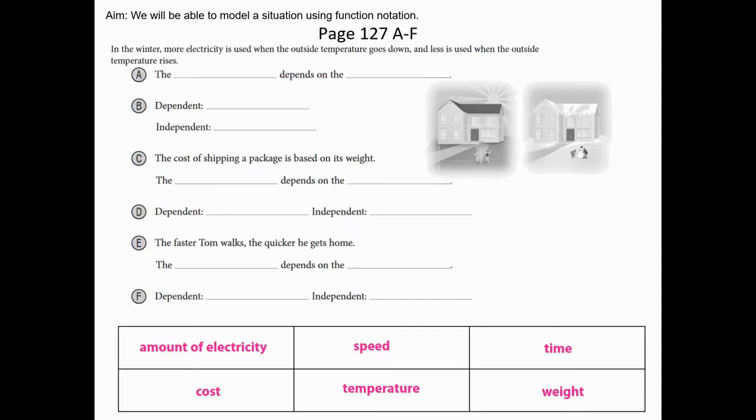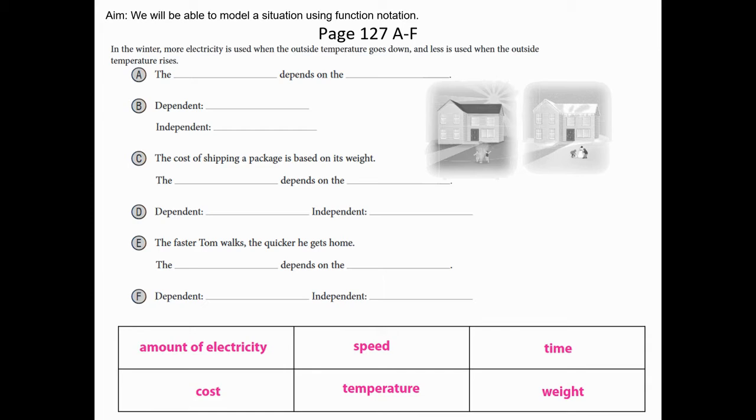We have independent input. When we dealt with input and output, domain and range before, we were always talking about independent and dependent. It's just new words that mean the same thing. But in the case of dealing with more situations, independent and dependent are more appropriate. So if you could go to page 127, A to F, we could talk about what independent and dependent are using these examples right here.